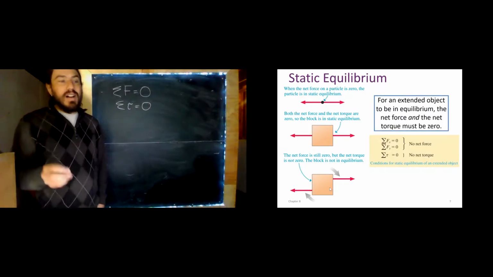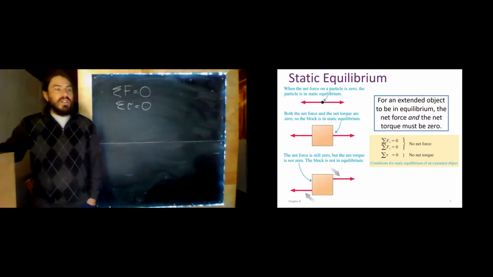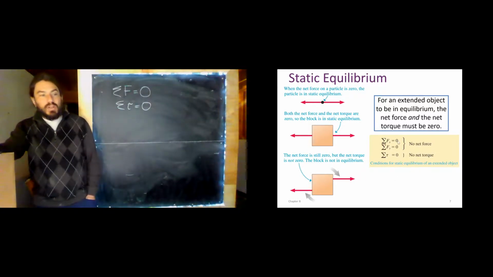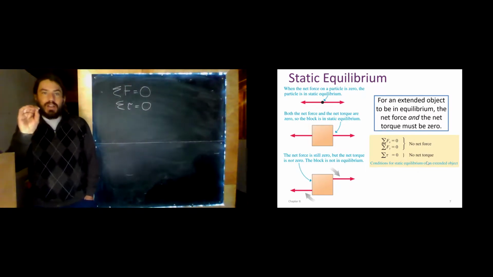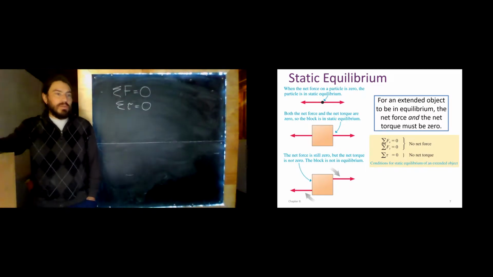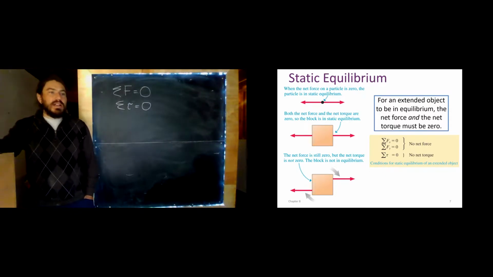So for an extended object, we need to have no net force in the y, no net force in the x, and no net torque. That is what we need in order to have an equilibrium situation. The nice thing is that now that we have torques in our toolbox, we can solve a variety of equilibrium problems that we could not solve before.